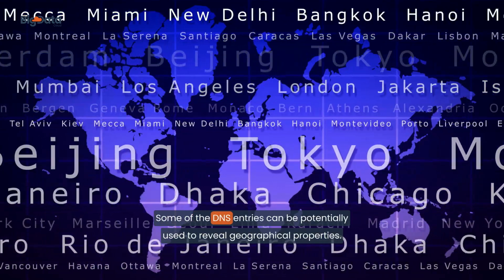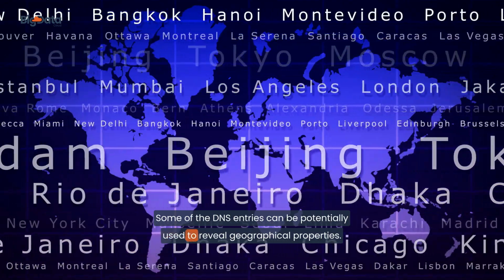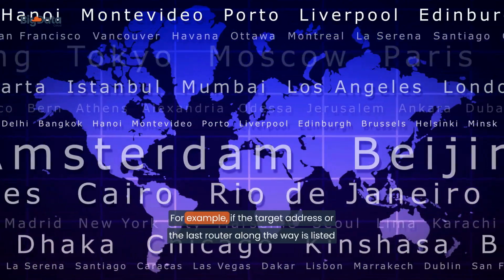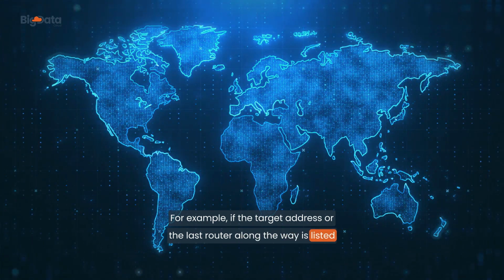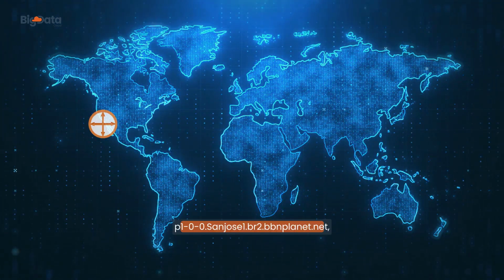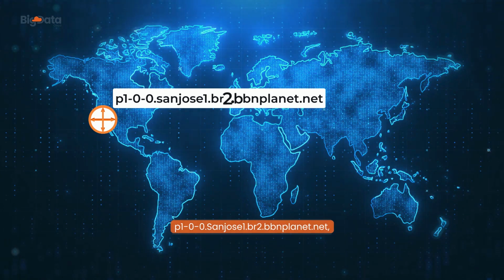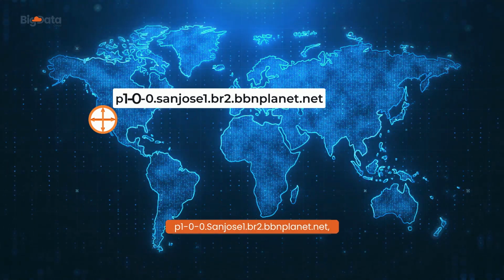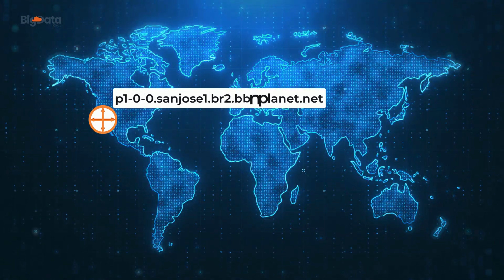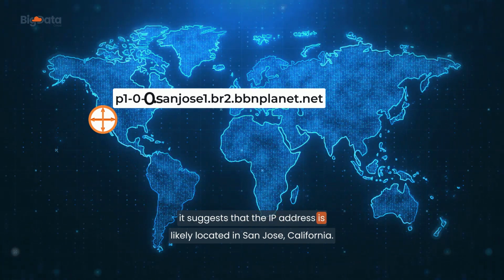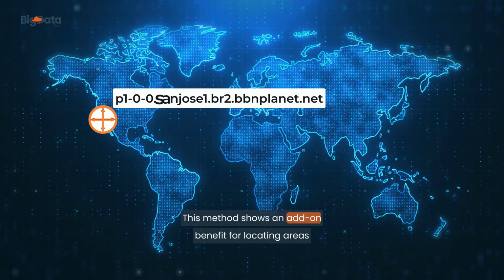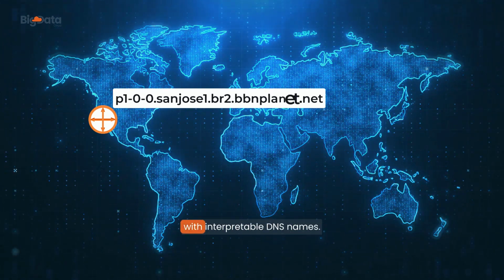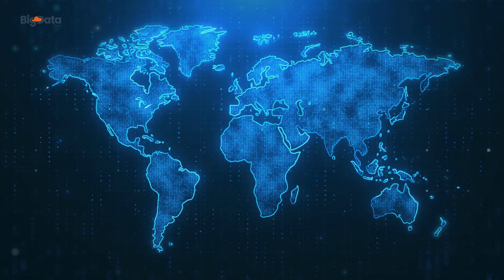Some of the DNS entries can be potentially used to reveal geographical properties. For example, if the target address or the last router along the way is listed on DNS as an entry, p1-0-0.sanjose1.br2.bbnplanet.net, it suggests that the IP address is likely located in San Jose, California. This method shows an add-on benefit for locating areas with interpretable DNS names.